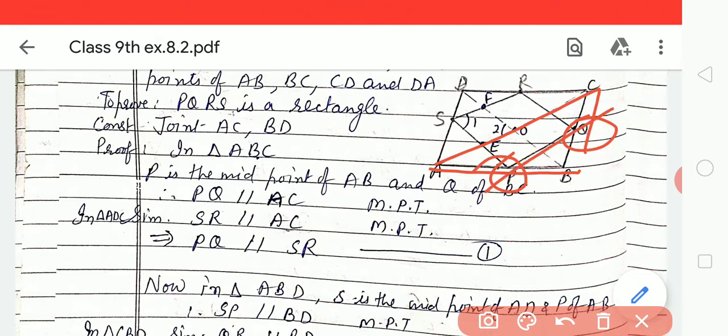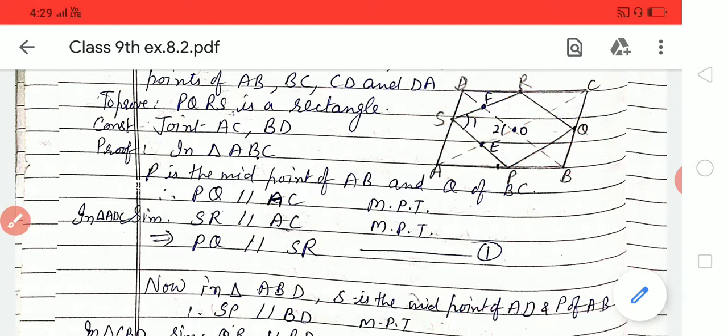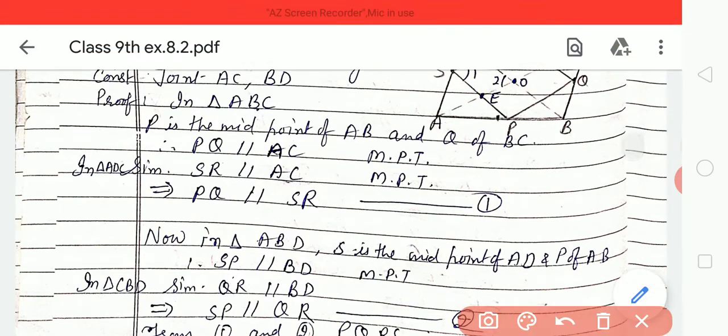So you can say that PQ is half of AC and equal to AC, right? And in this triangle, this is ADC. In the triangle ADC you can say that S and R are midpoints, so that SR is parallel to AC and half of AC. So from 1 and 2 you can say that SR is parallel to PQ, that we have proved in the previous part also. So I'm directly writing here SR and AC are parallel, PQ and AC are parallel, so that both are parallel. So that we have proved in the previous part also.